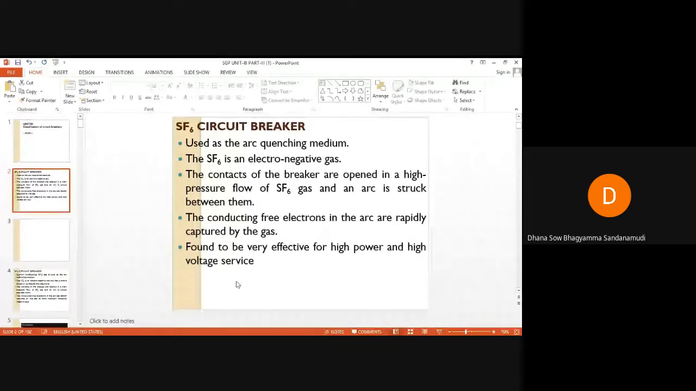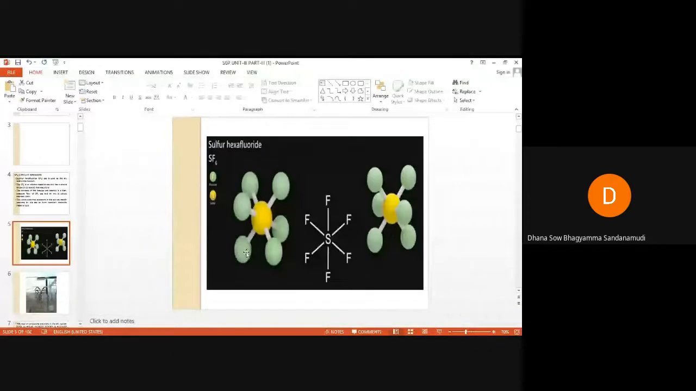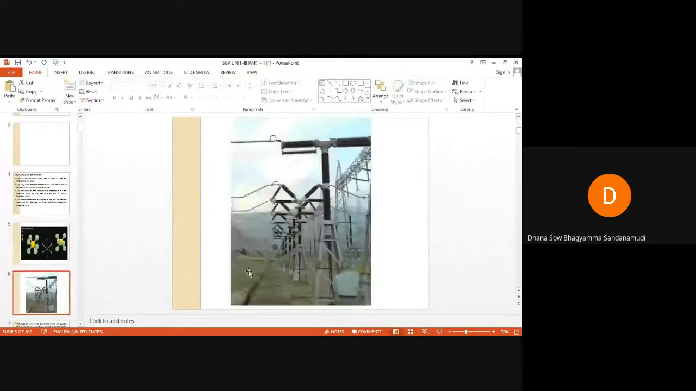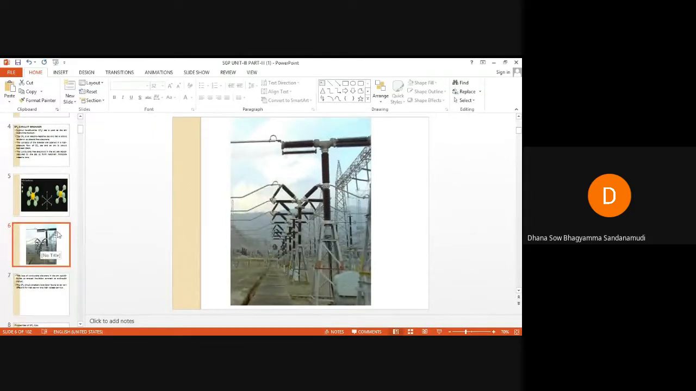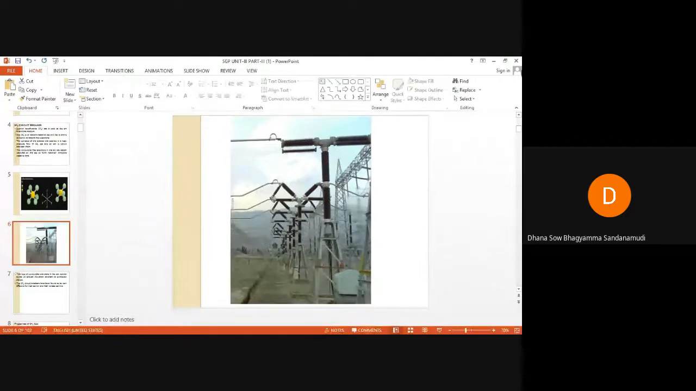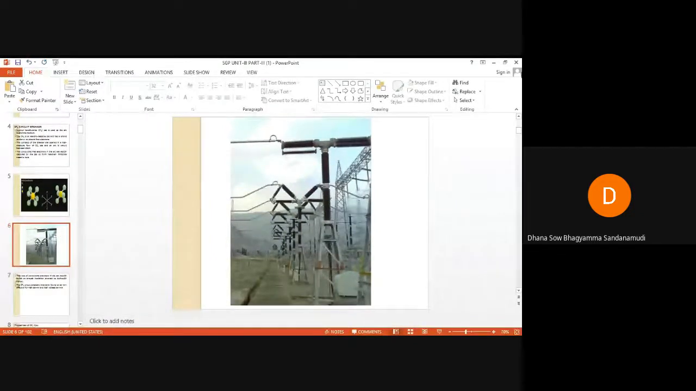You can see this is the SF6 molecular structure. This is the SF6 circuit breaker. This loss of conducting electrons in the arc will quickly build up enough insulation strength to extinguish the arc. So SF6 circuit breakers have been found to be very effective for high power and very high voltage services for interrupting the fault currents. You can see an image of an SF6 circuit breaker.